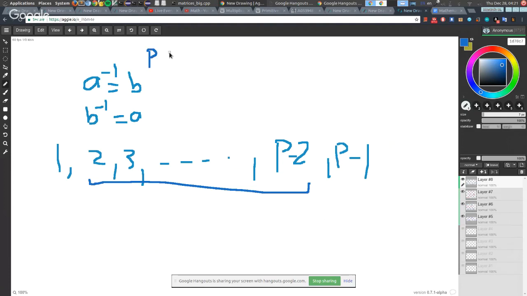Here we assume that p is a prime greater than 2, so it's an odd prime. Here we have these elements from 2 up to p minus 2, so they have this count, p minus 3. So these are the elements here. Basically each element here, we can put in some unordered pair with its inverse.